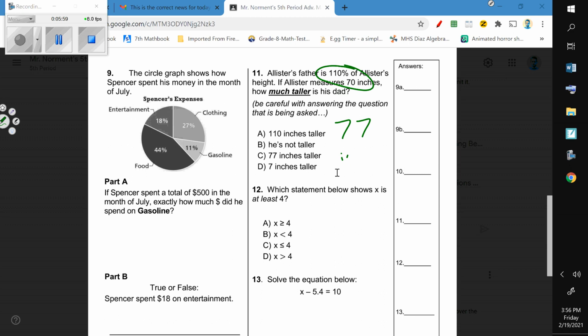Now, what's funny is some of you are going to stop the video and say, wait a second, I put that, why did I miss it? Miss Norma, you got me wrong, I didn't miss it, I put C. But the question is not asking how tall is his dad, it's how much taller. So if his dad is 77 inches and Alistair is 70 inches, what do you do with those two numbers to find out how much more 77 is than 70? How much taller is he? That's the question. So you answer that question and you get your answer.